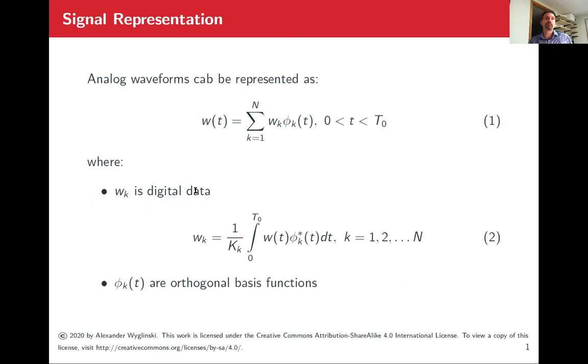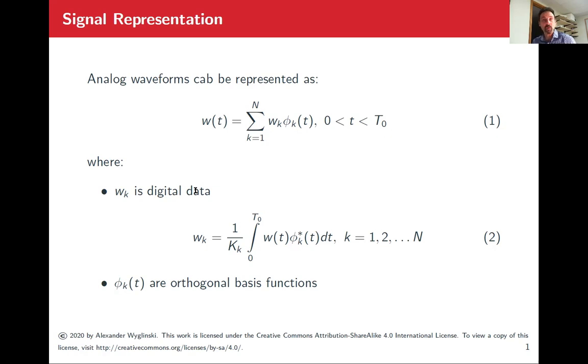First of all, analog waveforms can be represented as this thing. And you might say, what the heck is that thing? So we have w(t), and w(t) is specified from 0 to T. We represent it as a summation of these weights, w_k, multiplied by phi_k(t). And what the heck are these phi_k(t)?